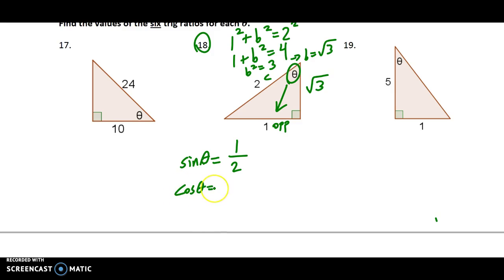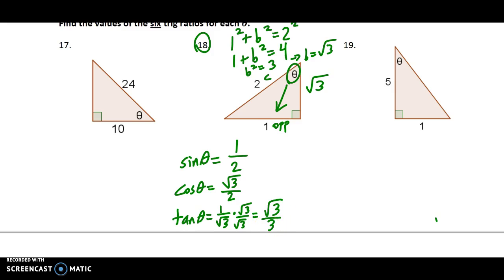Cosine of theta is adjacent over hypotenuse, right? So in this case, the adjacent side would be radical 3, and the hypotenuse is 2. The tangent of theta is opposite over adjacent, so it's 1 over radical 3. Little red alarms should be going off in your head. We can't have a radical on the bottom, so we have to multiply the top and the bottom by that radical, and we end up with radical 3 over 3, which is perfectly okay.